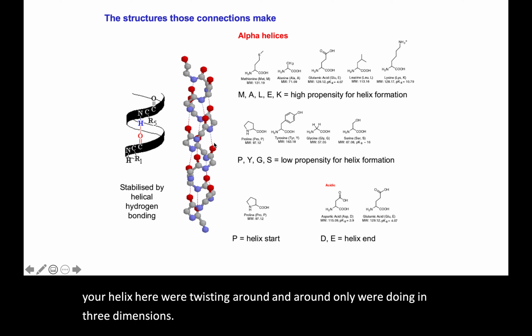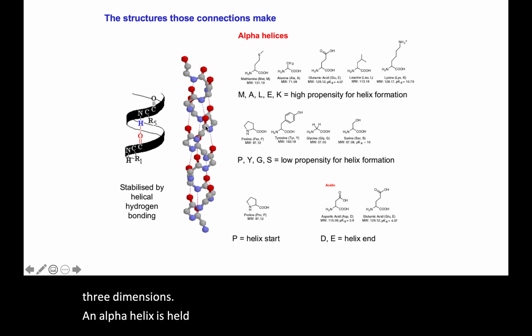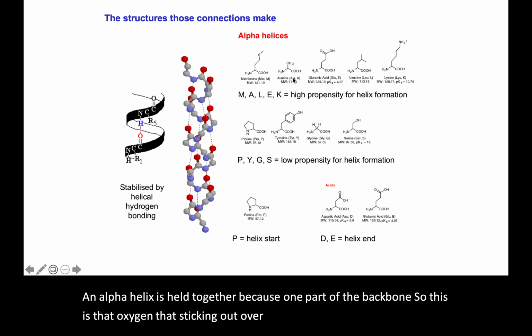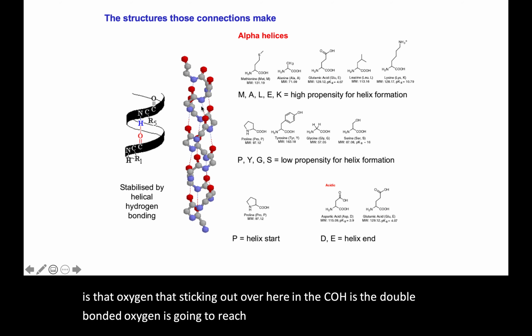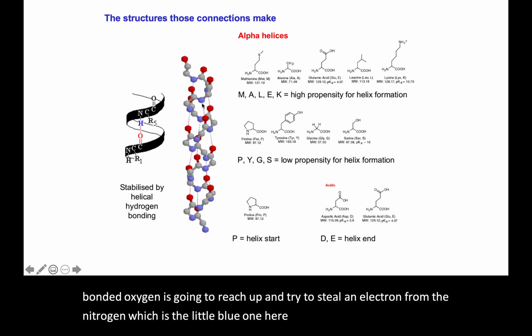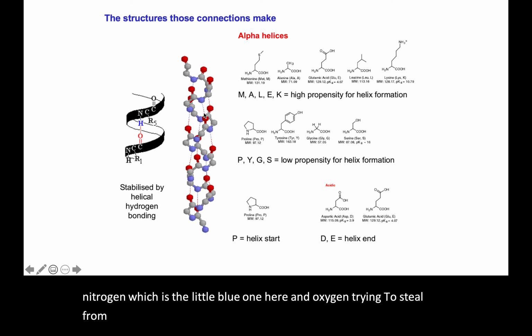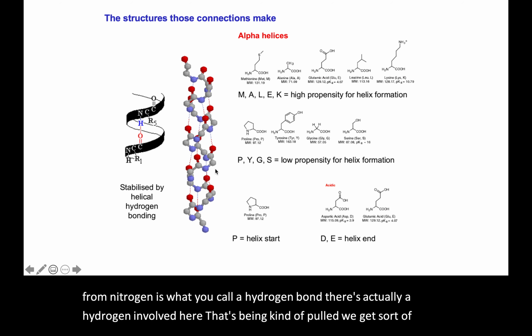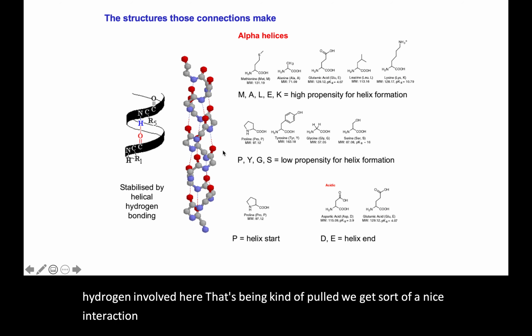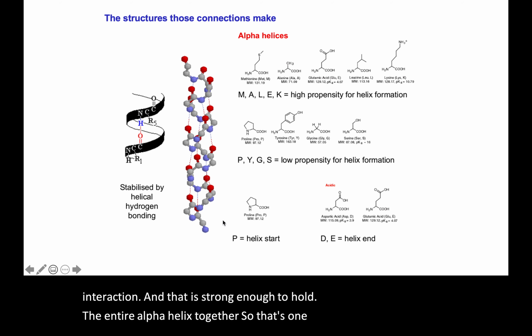And an alpha helix is held together because one part of the backbone, so this is that oxygen that's sticking out over here in the COOH, it's the double bonded oxygen, is going to reach up and try to steal an electron from the nitrogen, which is the little blue one here. And oxygen trying to steal from nitrogen is what you call a hydrogen bond. There's actually a hydrogen involved here that's being kind of pulled, and we get sort of a nice interaction. And that is strong enough to hold the entire alpha helix together. So that's one thing that the backbone can do, is alpha helix.